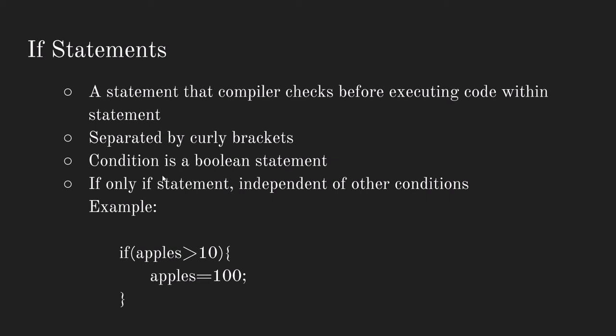And if there's only if statements within, let's say, a set of code, then those if statements will be independent of other conditions. So let's say that if apples is greater than 10, I'll set apples equal to 100. If oranges is greater than 10, I'll set oranges equal to 100. That means that both of these can be satisfied, and they can both be true. So they're independent of each other.